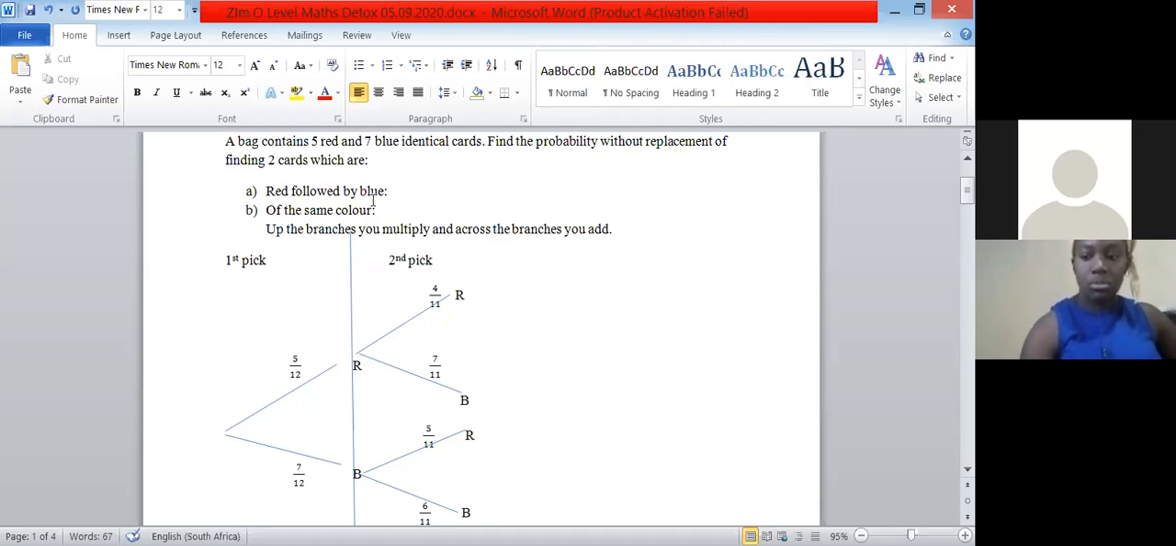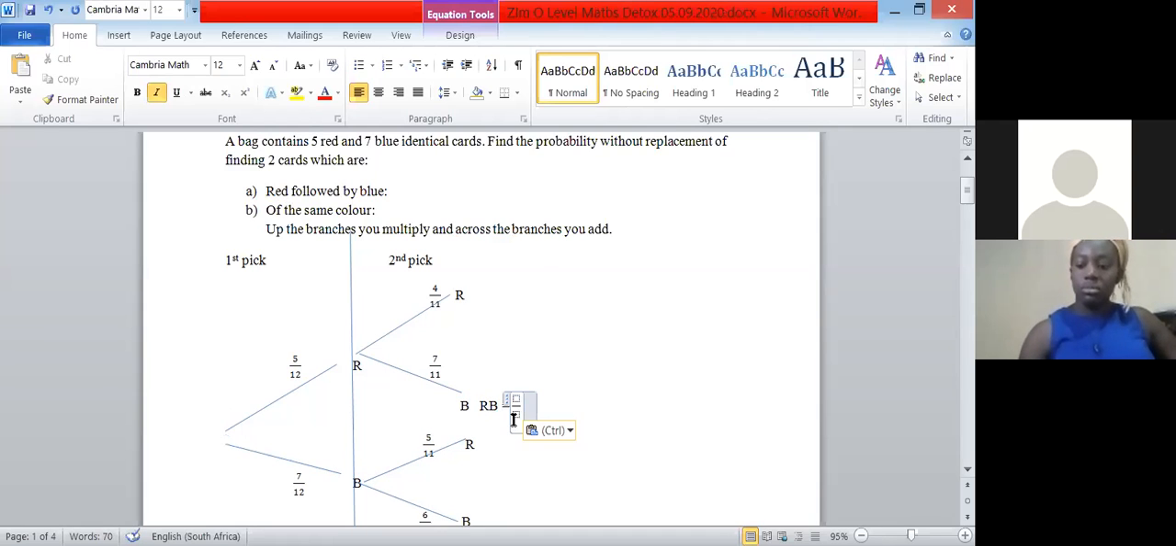So in this case, we want the probability of red followed by blue. So red followed by blue is here. I'm going to put the outcomes here. This is red followed by blue, which is equal to the first probability, 5 over 12. Am I right? The red one is 5 over 12. And then times, because we are going up the branch, the blue one is 7 over 11. Are you following with me?